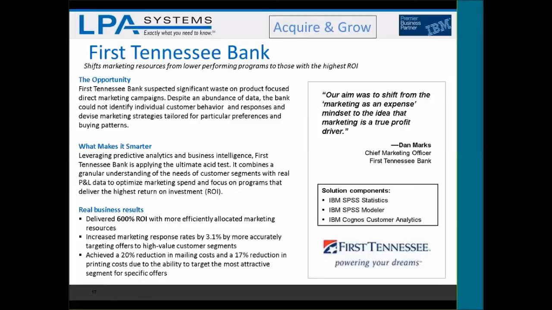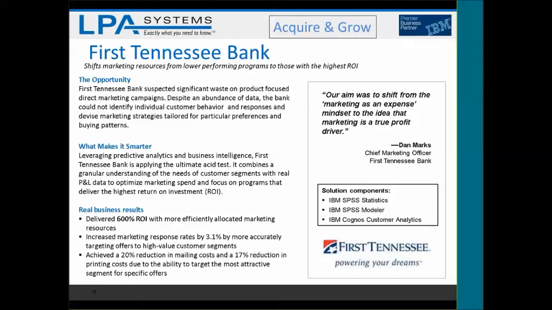And this is a bank, and as much data as they had, they felt that their marketing strategies were not tailored to particular preferences and buying patterns of their customers. They didn't have a way to segment their customer base, and they were spending a lot of money on marketing and getting poor results. So what they did was they bought IBM SPSS Statistics and Modeler, as well as Cognitive customer analytics, and they formed their segments like we just talked about. So they segmented their customer base.